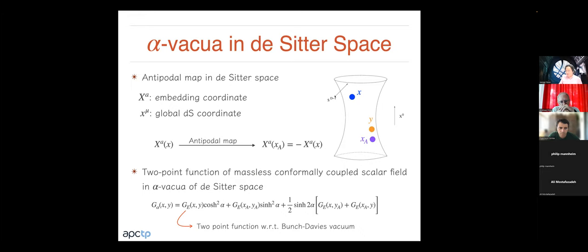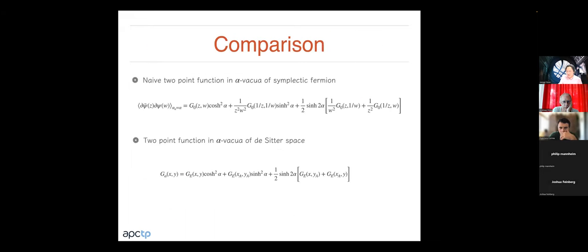In this case, in de Sitter space, there is the antipodal map. The antipodal map is, in the embedding space, x goes to minus x. The well-known problem of the alpha vacuum in de Sitter space is that it diverges when y approaches the antipodal point of x. That was the problem. This is exactly the same structure, and the coefficient also has the same structure as the wrong calculation of the symplectic fermion.